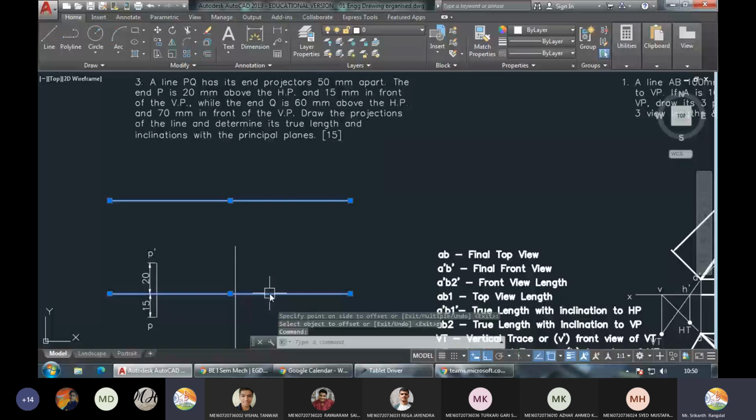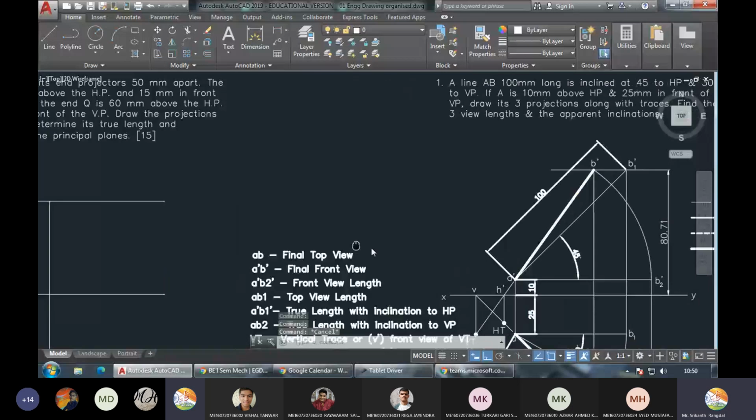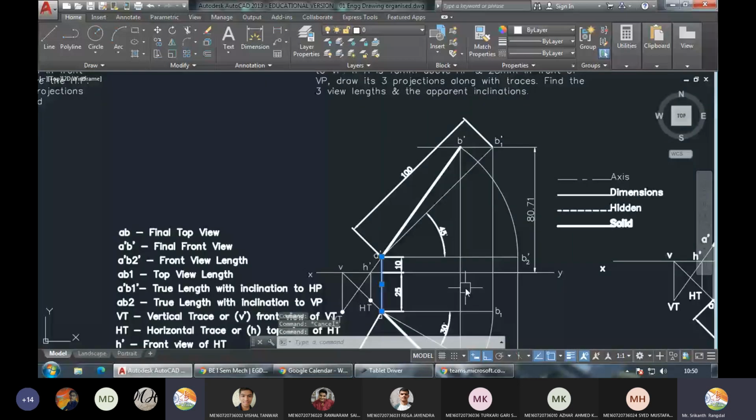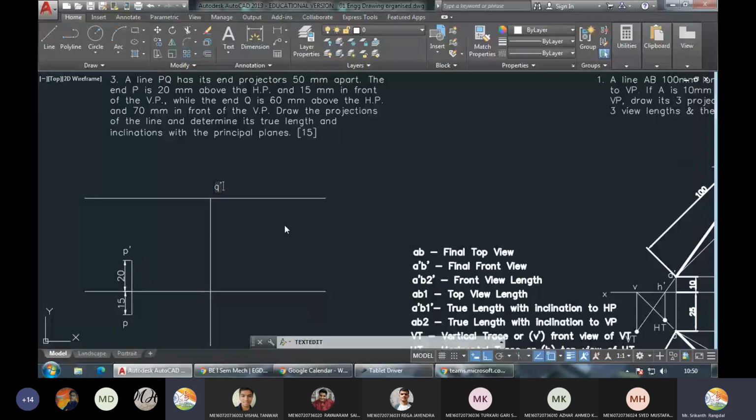Now I have to extend this line up to this line. What is this point? These are end projectors. So we are getting Q dash here. Q dash should be this part. This is the final front view.